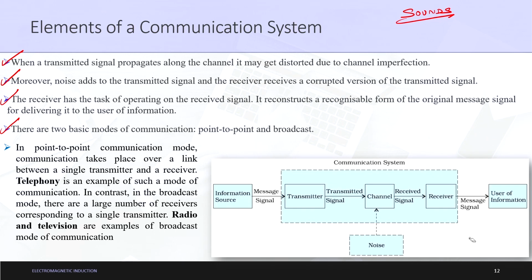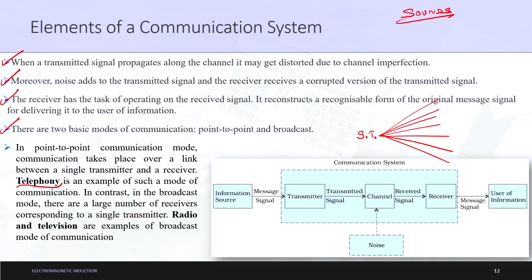Telephony is an example of such a mode of communication. In contrast, what is a broadcast? In the broadcast mode there are a large number of receivers. If I make a diagram for it, there are a large number of receivers, many links. There are a large number of receivers corresponding to a single transmitter. So, the transmitter is single now. Radio and television are examples of the broadcast mode of communication, quite evident.